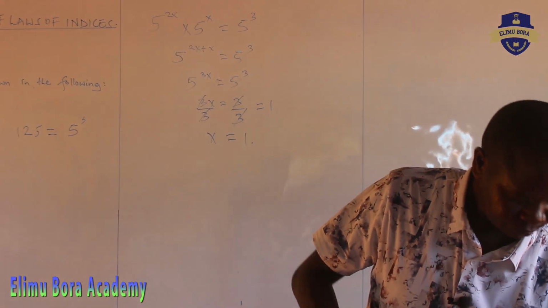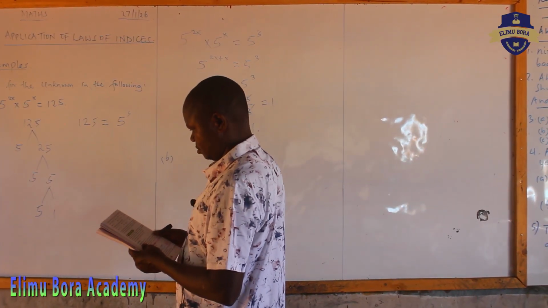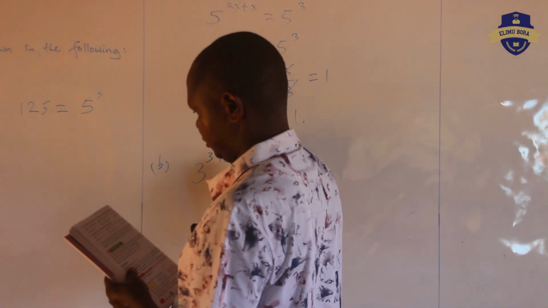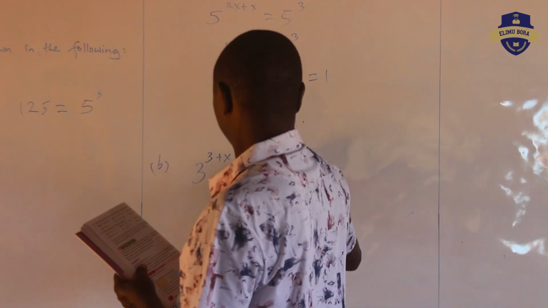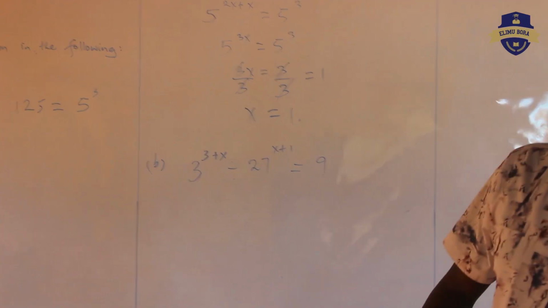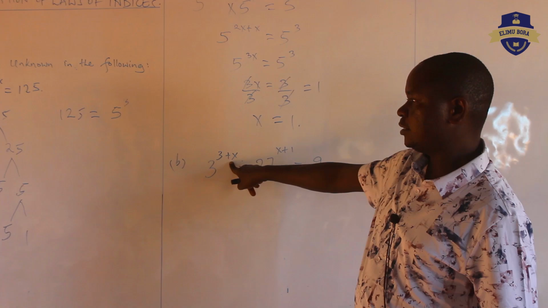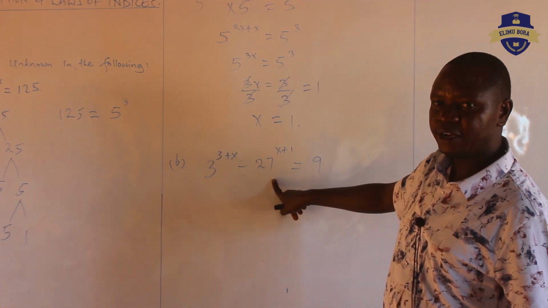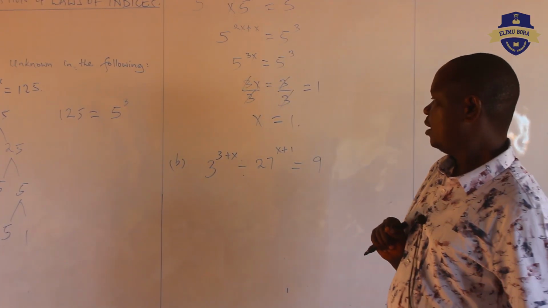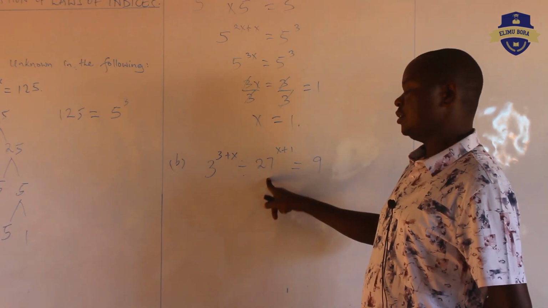Example 2. 3 power 3 plus x divided by 27 power x plus 1 is equal to 9. The second example, 3 to the power of 3 plus x divided by 27 to the power of x plus 1 is equal to 9. What do we consider? We consider the bases, isn't it? This one is 3, 27, and 9.